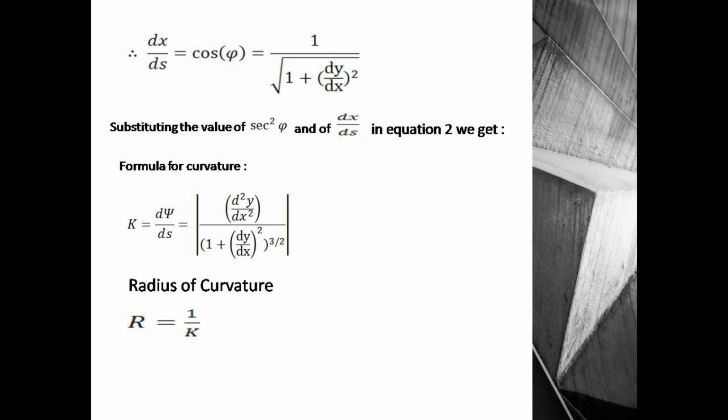Now notice that in the formula for curvature, we have this modulus sign. This is because the value of curvature is always a positive value. It cannot be negative. Now let's look at the other term, radius of curvature. As you can see, r, which is the radius of curvature, is nothing but the reciprocal of curvature, and hence we have this expression r is equal to 1 over k.